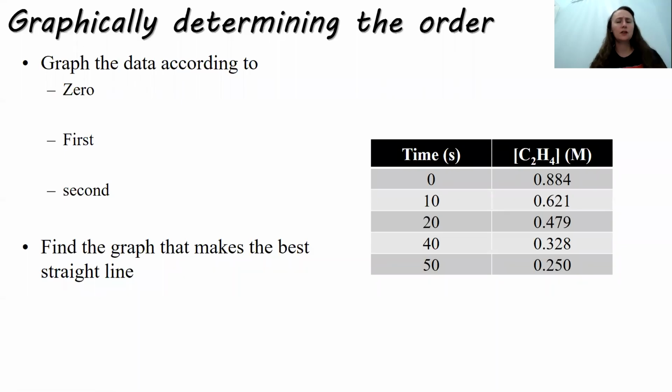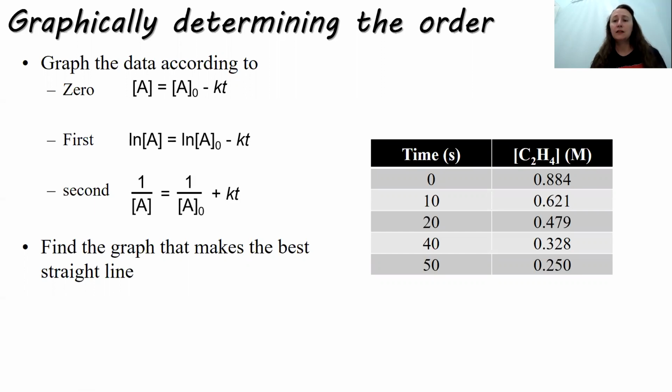Previously, you have used the method of initial rates to determine orders and write a rate law. Now we are going to look at graphing as a way to determine the order of a reactant. So recall that you have learned the integrated rate laws that describe zero order behavior, first order behavior, and second order behavior. These are linear equations, and we can take the data and try to fit it to these equations to see which is the best fit to describe the order.